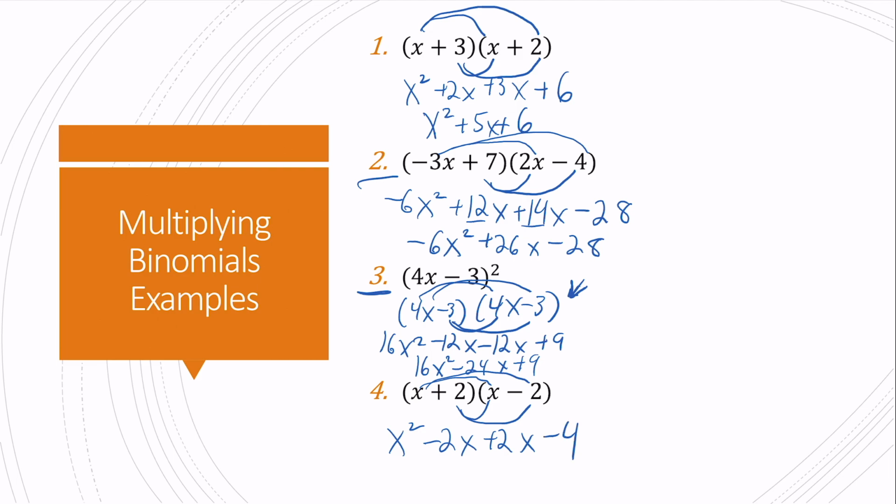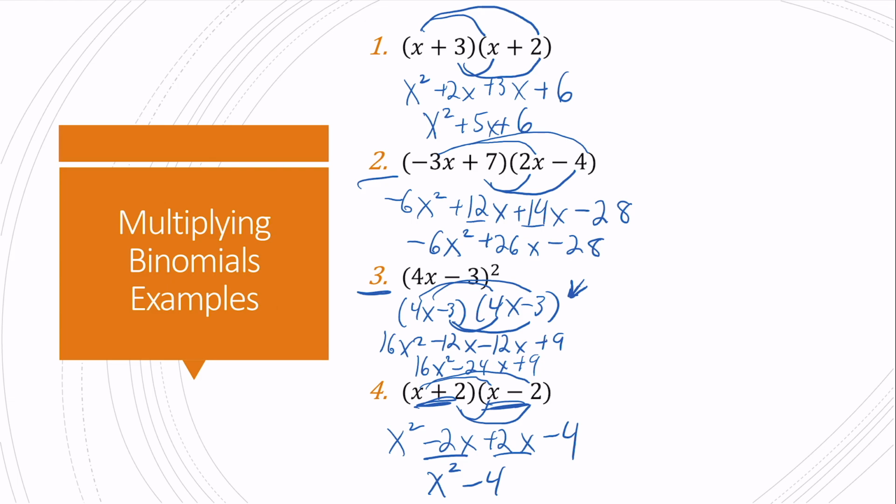This is an example of a product of a sum and a difference. And we'll talk more about these when we come to factoring. But what we're going to notice is my middle terms, negative 2x plus 2x, those cancel out. And I'm only left with two terms. My middle term cancels out.